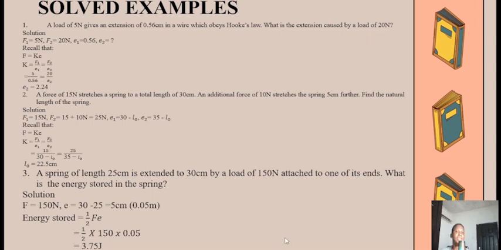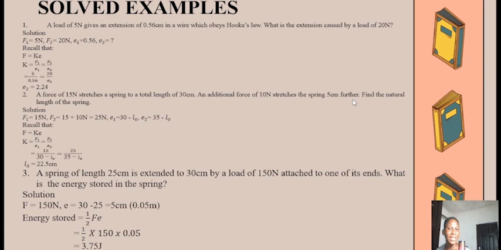So the next question says, a force of 15 Newton stretches a spring to a total length of 30 centimeter. So we don't know the initial length of this spring. They are just telling us, okay, this is a rubber band. When this person applied a force of 15 Newton, what happened? The length stretched to what? 30 centimeter. So an additional force of 10 Newton stretches the spring 5 centimeter further.